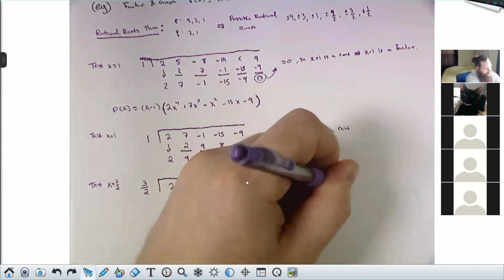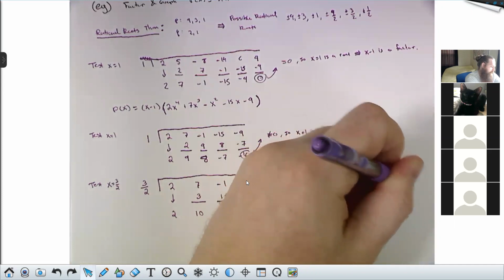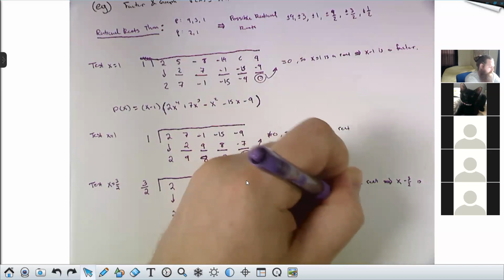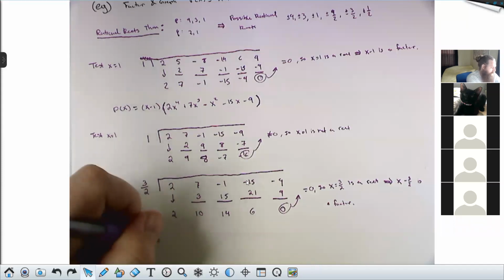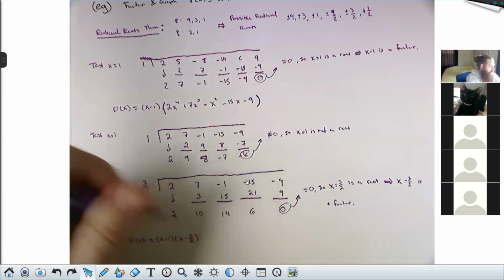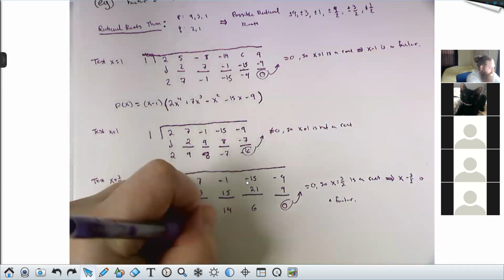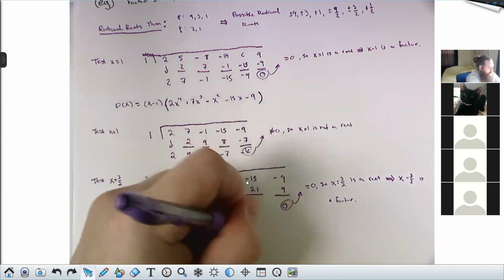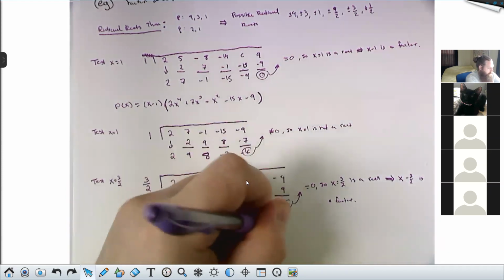So x equals 3/2 is a root, which means x minus 3/2 is a factor. So I can update my P of X. I now know that P of X is X minus 1 times X minus 3/2 times the quotient polynomial I get here, which would be 2x cubed plus 10x squared plus 14x plus 6.